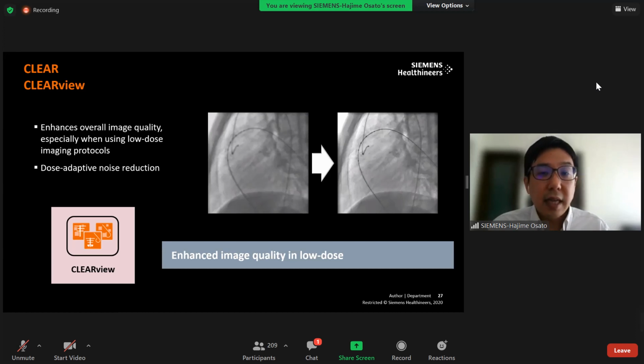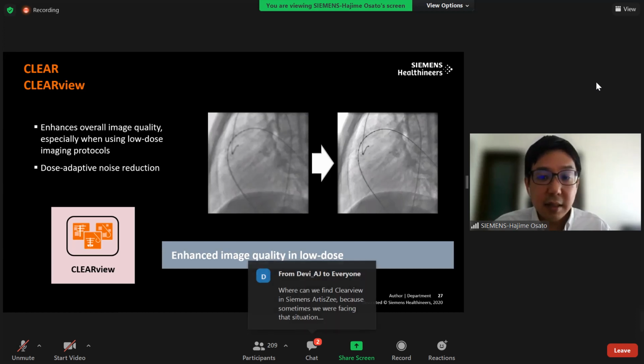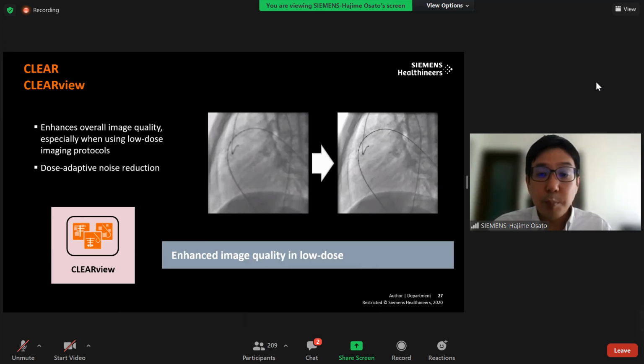So it is important to understand system characteristics and also system applications like CARE and Clear on our product. This knowledge makes the procedure safer and will be your basis. All right.